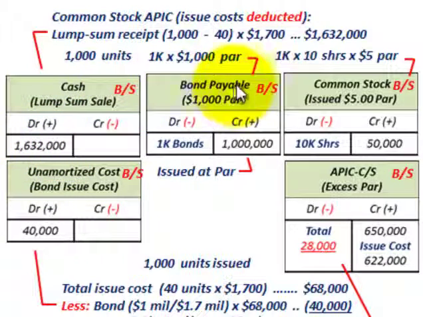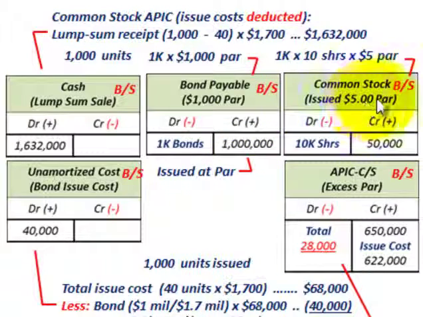$1,632,000. Now moving over to our bonds payable on our balance sheet, remember that those were at $1,000 par value. There was no discount or premium on the bonds, and there was one bond per unit sold. So we have 1,000 bonds at $1,000 par value, so we credit our bonds payable as a liability for $1 million. So that's the total units, 1,000 bonds at $1,000 par value, a liability as bonds payable for $1 million. Again, they were issued at par.